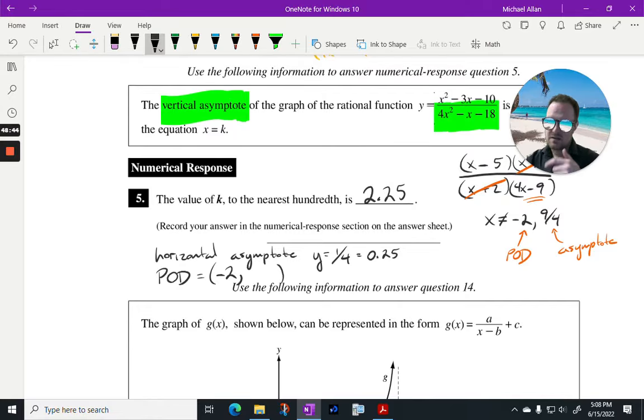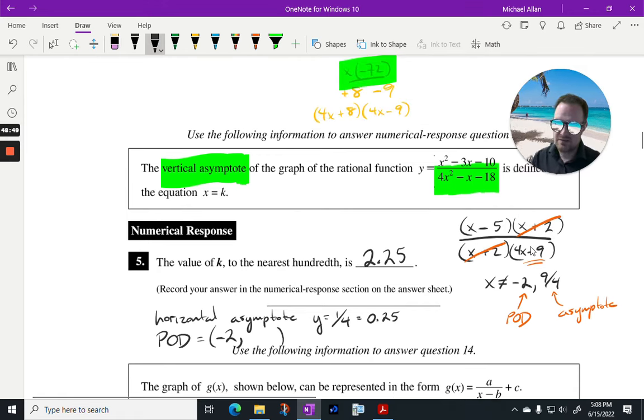My point of discontinuity is at -2, comma, remember it's a point. So the harder part is to find out what the y value is going to be. The x value is easy, it's -2. But I'm going to put the -2 back into the equation. But remember, it's the simplified one. So I'm back in here where it says x minus 5 and 4x minus 9. And I get 7 over 17. All right. That's just a side note. You didn't need that. That's okay.